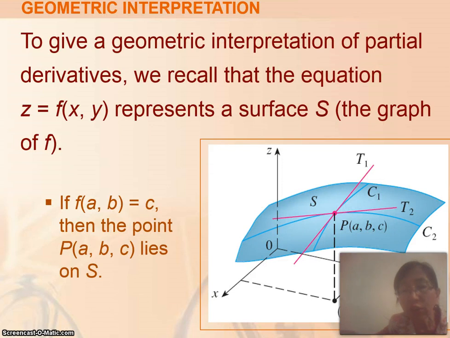Geometric interpretation. To give a geometric interpretation of partial derivatives, we recall that the equation z = f(x, y) represents a surface S, the graph of f. If f(a, b) = c, then the point P(a, b, c) lies on S. On the graph, we can see this surface S.